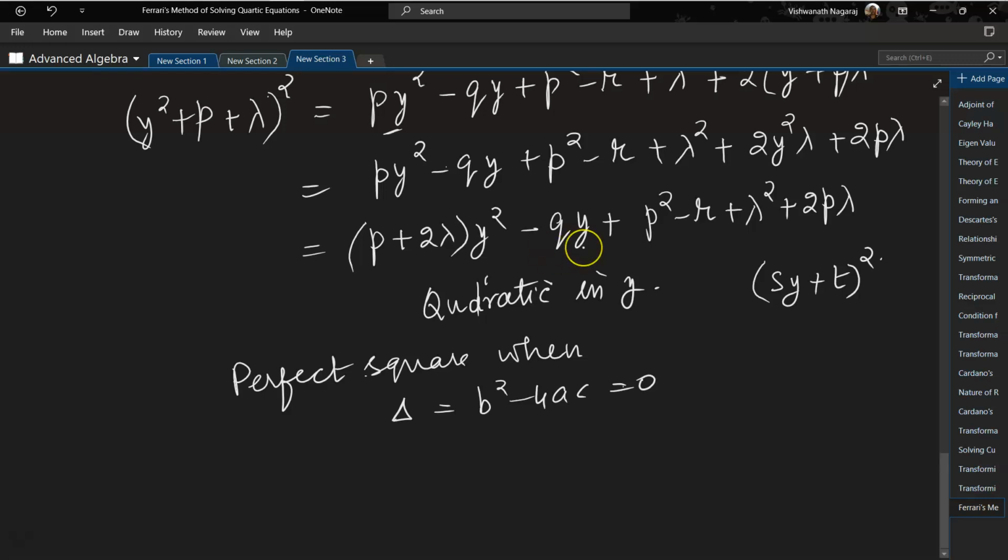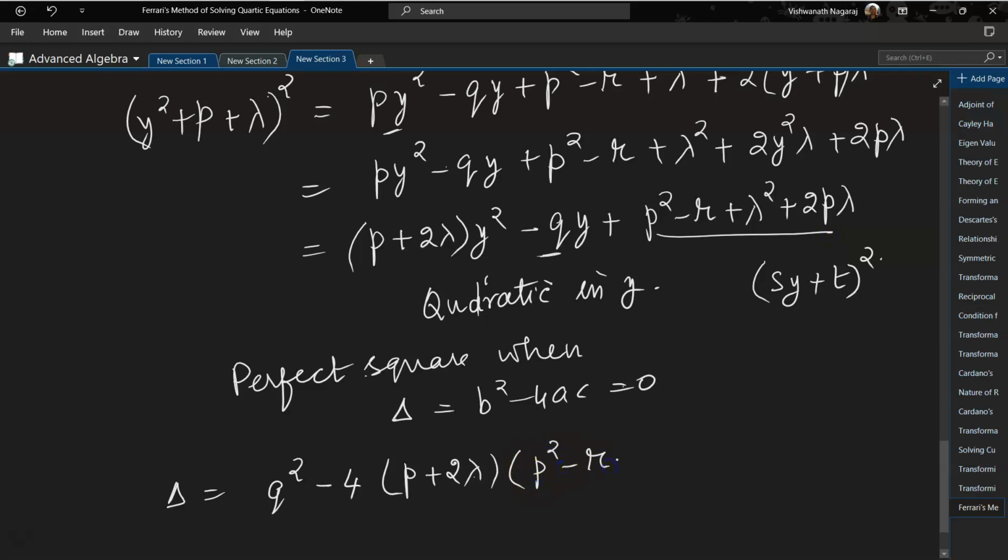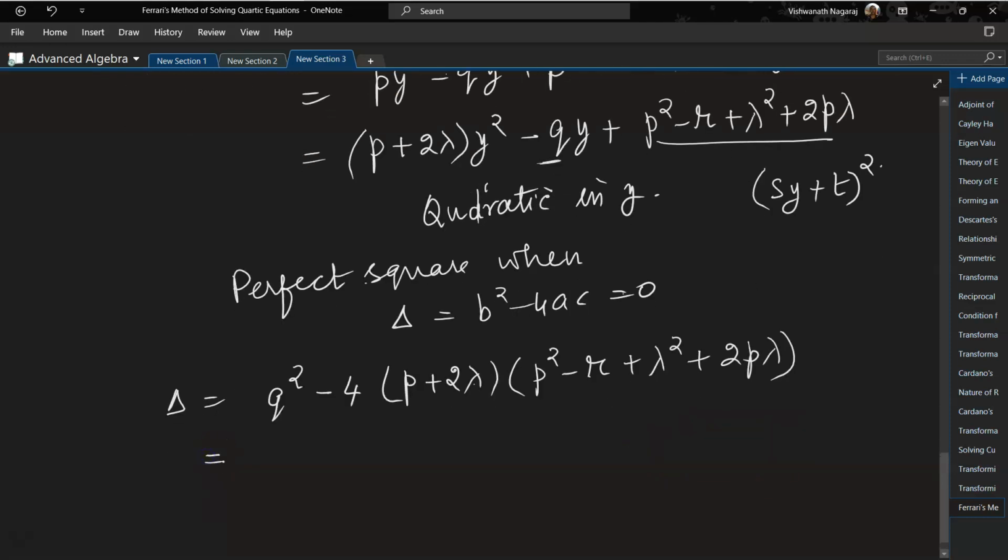So let's actually figure out what delta is. b² minus 4ac. Now here b is minus q, so b² will become q², minus 4 times (p + 2λ) times the constant term, this entire thing: p² minus r plus λ² plus 2pλ, this entire thing. Now let's open up this.